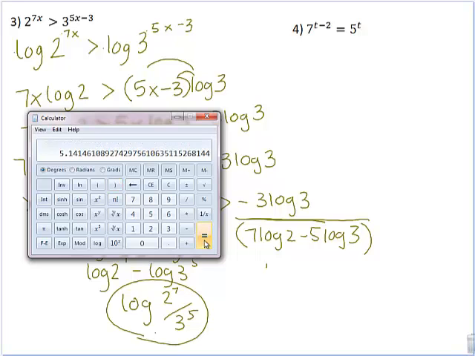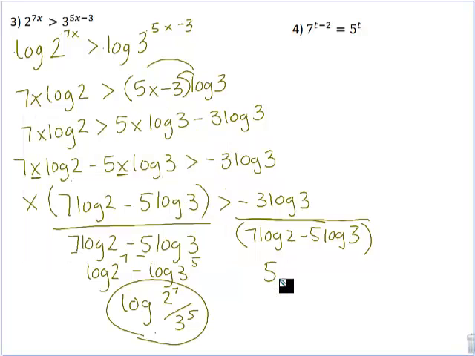So this answer is 5.1415. That's what your x value is equal to. Now this is obviously a more challenging type of problem than what you would see. But you should be able to do it. And once again, you could have divided by 2 to the 7th divided by 3 to the 5th as well, your log of that. And you would have still gotten 5.1415. You still got the same exact answer.